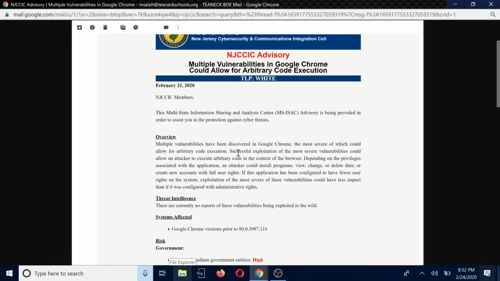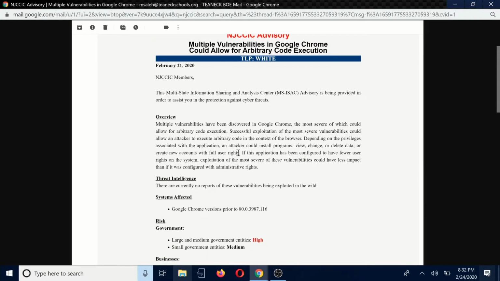Yep. Excellent. And so this came out on February 21st, and it's basically an advisory that they put out for a vulnerability that's out for Google Chrome. It basically explains that there is a severe issue with Chrome that can allow for arbitrary code execution.